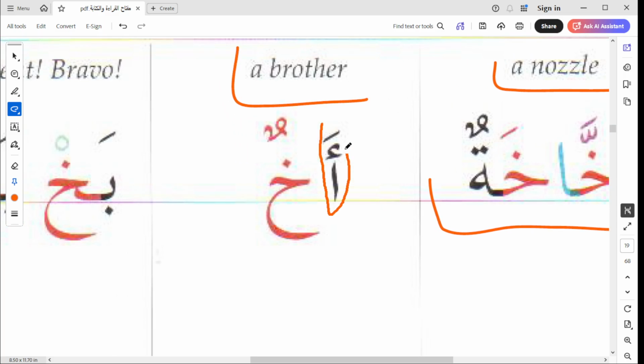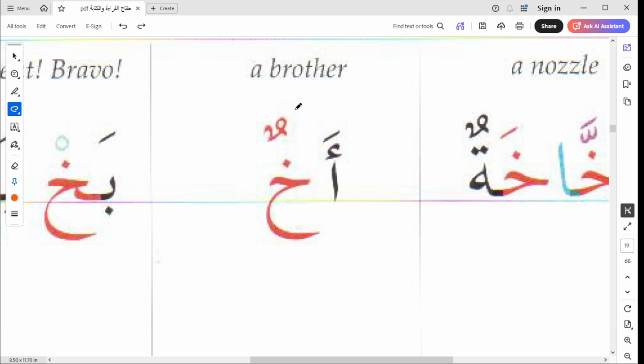All right. Let's look at a brother in Arabic. We said this is A and this is khun. So akhun, akhun. We need to put these two sounds together. So A and khun, akhun.